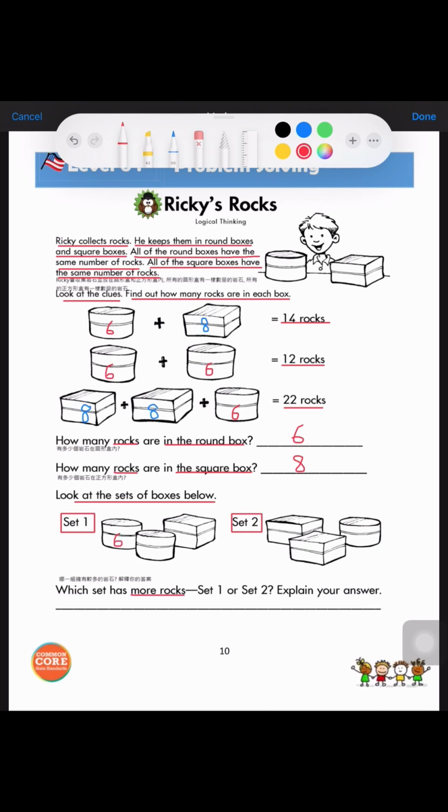For set 1, we have 6 plus 6 plus 8 equals to 20 rocks. And set 2 is 8 plus 8 plus 6 equals to 22. So is 20 larger or is 22 larger? It should be 22. Therefore, set 2 has more rocks than set 1.